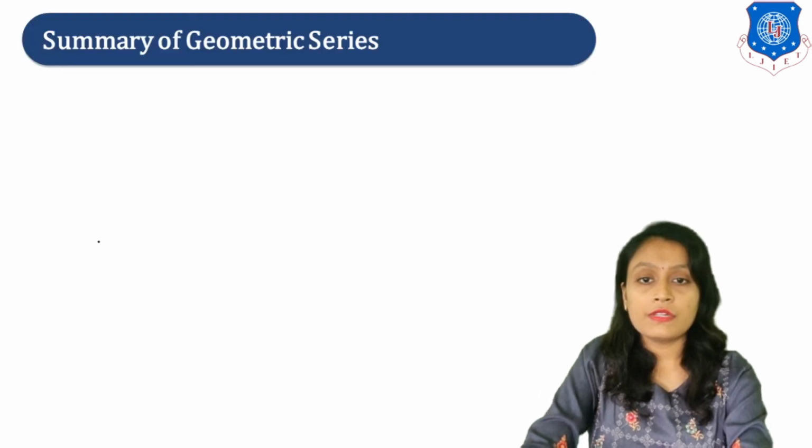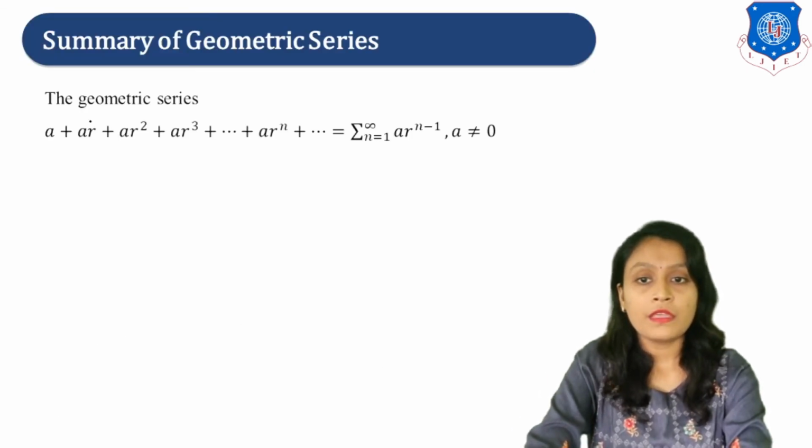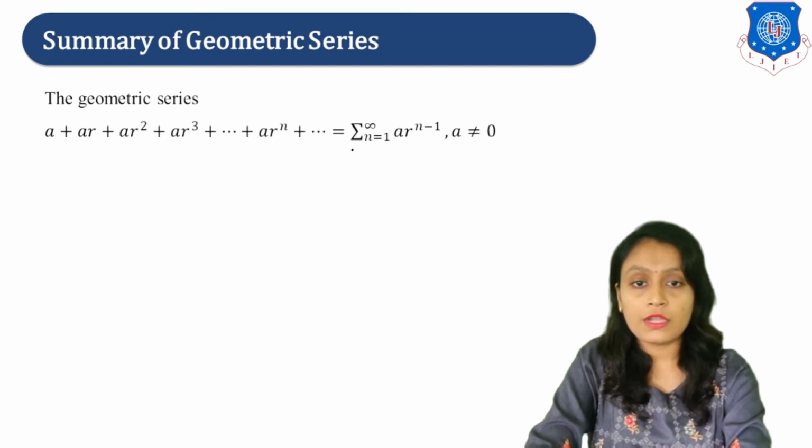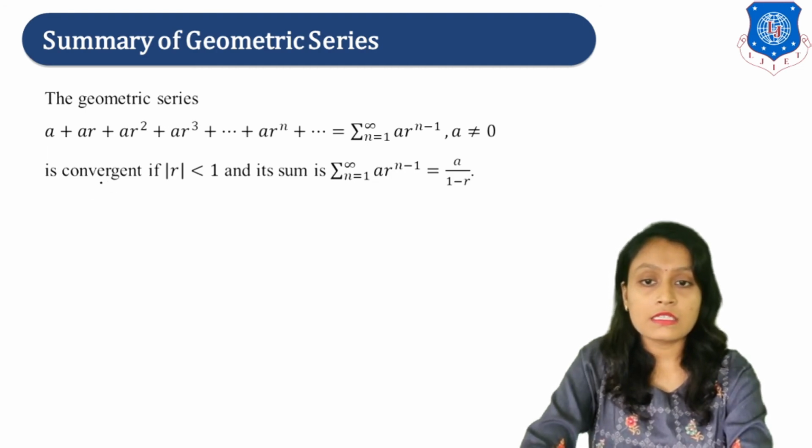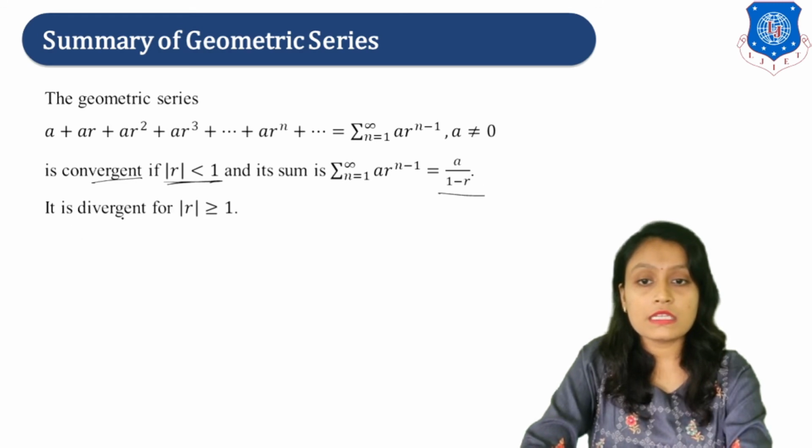Okay, so now we will summarize this whole geometric series. So a geometric series is given by this form, that is a plus ar square plus ar cube and so on up to ar raised to n. Okay, and we can write it as summation n from 1 to infinity ar raised to n minus 1, where a is not equal to 0. So what is the conclusion? That the series is convergent if mod r is less than 1 and its sum is what? a upon 1 minus r. The series is divergent for mod r greater than or equal to 1. Okay, so you have to remember this while solving the sum of a geometric series.